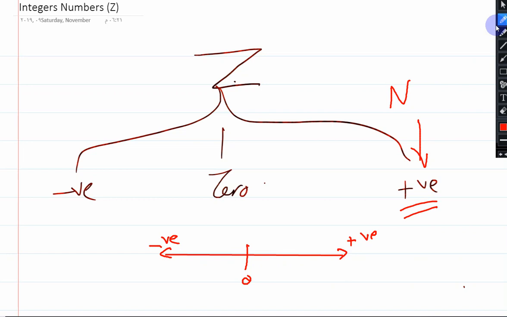So what is the relation between natural numbers and integers? The relation between them: a natural number is a subset of an integer. This is the sign, we call it a subset. This is the relation between these two sets, because natural numbers are only the positive side, and integers are all the number line: positive, negative, and 0. So we call it: natural numbers are a subset of integers.